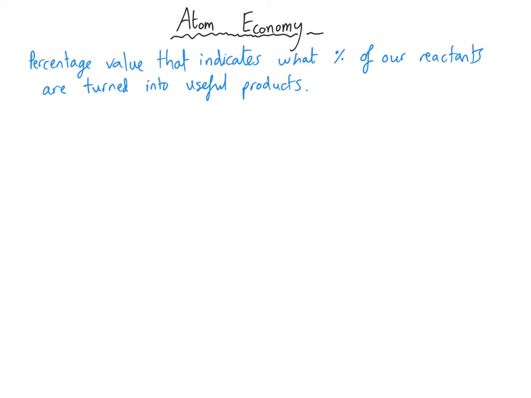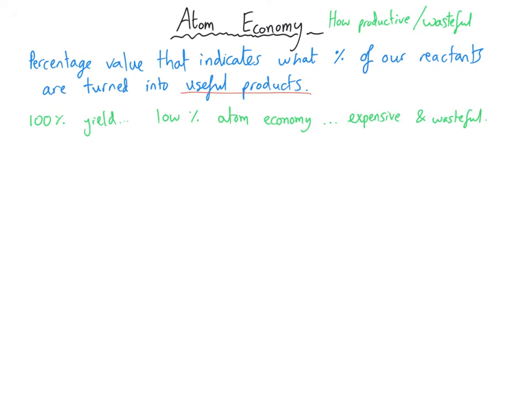The final idea we're going to discuss in this video is atom economy. Now, atom economy is a percentage value that indicates what percentage of our reactants are turned into useful products. So in other words, we can use that percentage to decide how wasteful a reaction might be. So we could get a 100% yield, but only convert a small proportion of our reactants into products, and so that might actually not be financially viable.